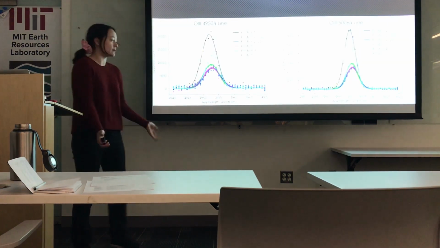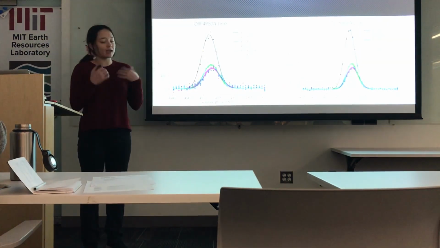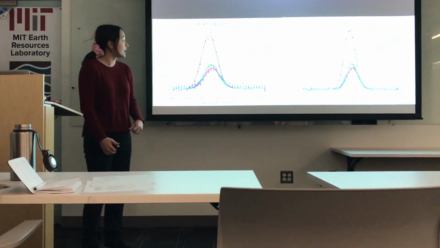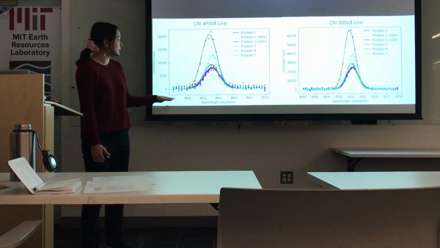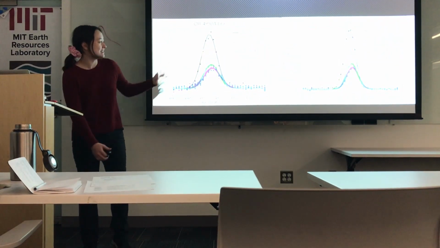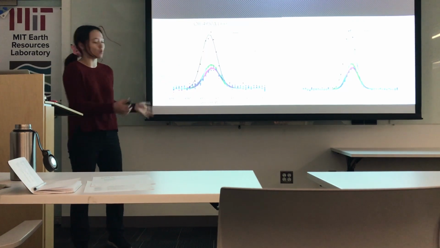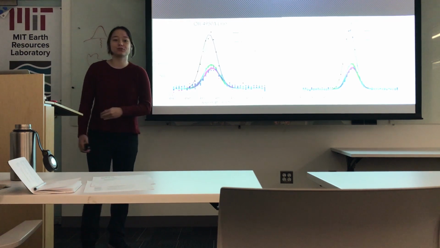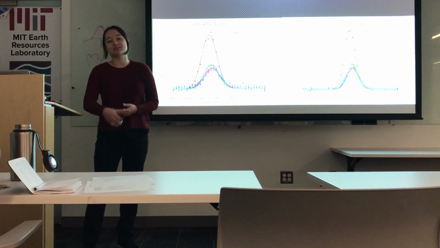Let's look at them in more detail. So I took my data and I fit some Gaussian curves to them. And these are the doubly ionized oxygen lines. As you can see here, plotted are all of the positions. You can kind of see position 2 is plotted twice. This is because I took 2 different exposure times for position 2, but for the analysis, they were actually combined.